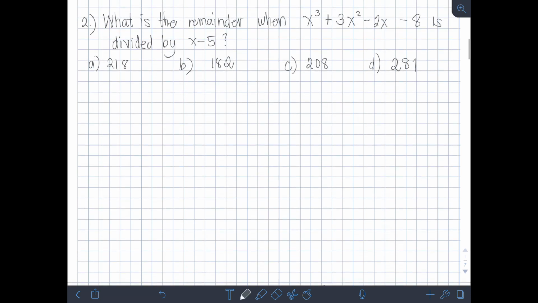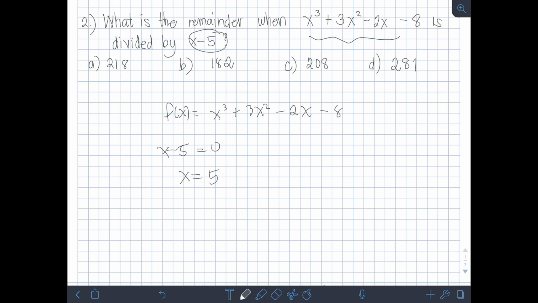Okay? Next, we have, what is the remainder when x cubed plus 3x squared minus 2x minus 8 is divided by x minus 5? Okay, so apply natin dito yung concept ng remainder theorem. So, given tayo yung polynomial, siya yung magiging f of x natin. So, let's say x cubed plus 3x squared minus 2x minus 8. Tapos yung given natin na x minus 5, i-equate natin siya sa 0. Tapos solve for x. So, x is equal to 5.